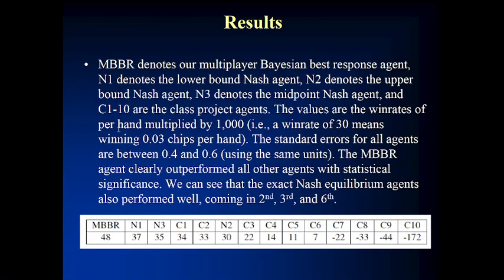So here are the results from our main experiments. MBBR denotes our agent. N1, 2, and 3 are the 3 Nash agents, and then C1 through 10 are the class agents. The unit here is chips per hand times 1,000. The standard errors in these units were all between 0.4 and 0.6, so all these results were significant. We can see our agent clearly outperformed all of the others. The Nash ones also did pretty well. They got 2nd, 3rd, and 6th. But more importantly, we outperformed the Nash agents in addition to outperforming the class agents.